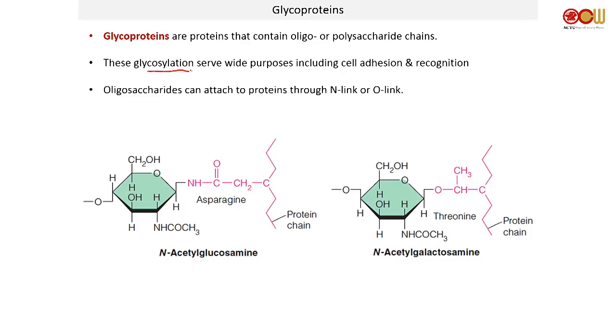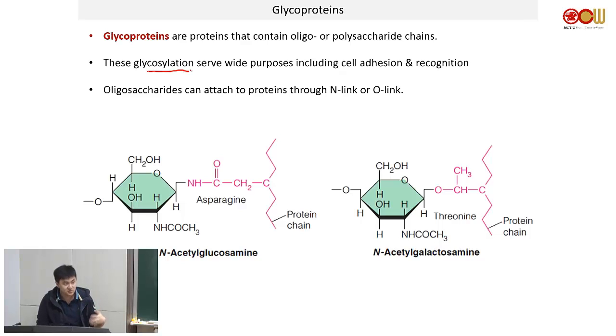So glycosylations serve wide purposes, including cell adhesion and recognition. Glycosylation we also just saw in the structural protein, right? We just saw that you have hyaluronic acid, link protein, core protein, and then they attach to different sugars, right? So it's also used for structural, and in a lot of the cases, glycosylation is used to put sugars on the surface of the cell and then is used as a recognition process.